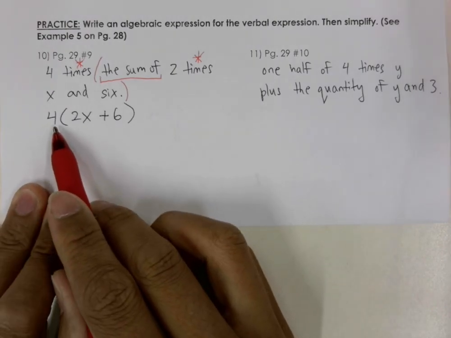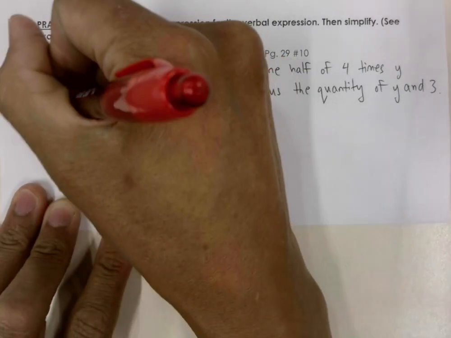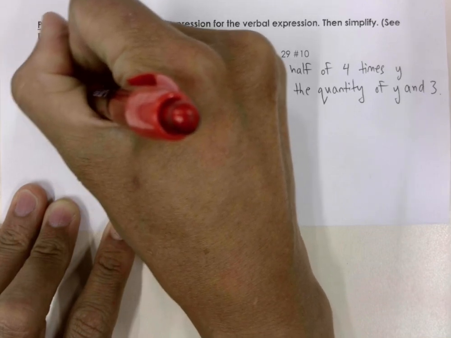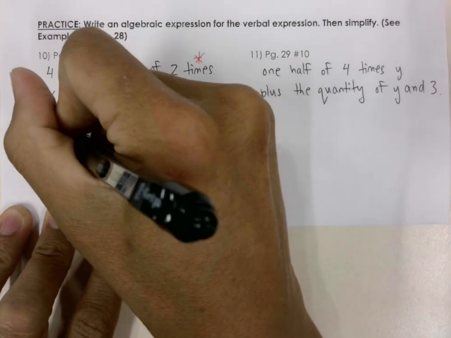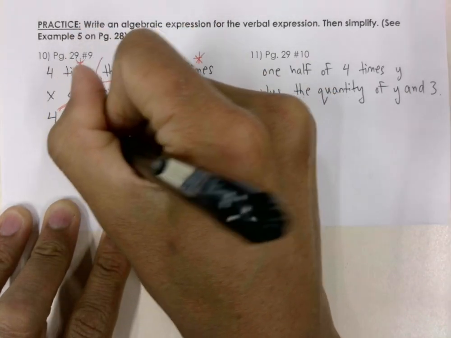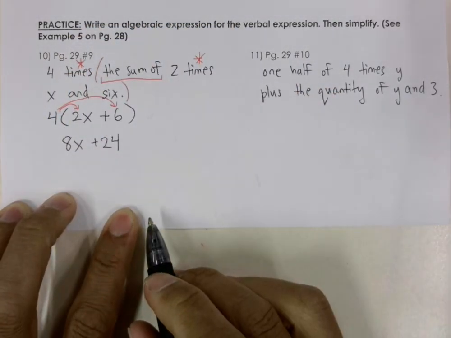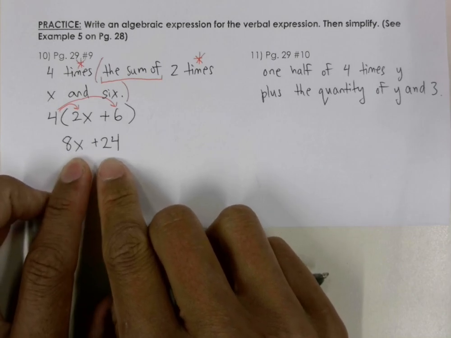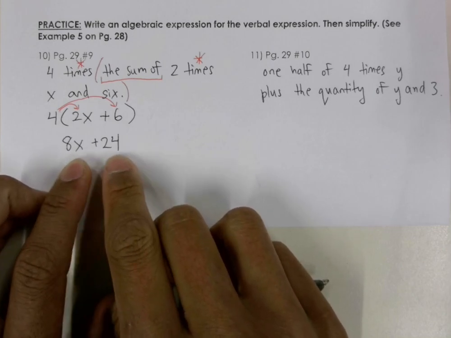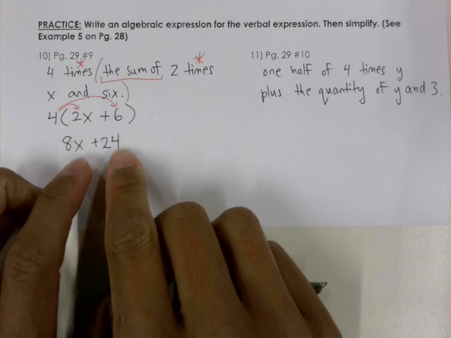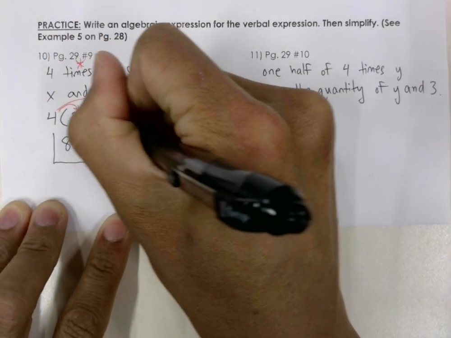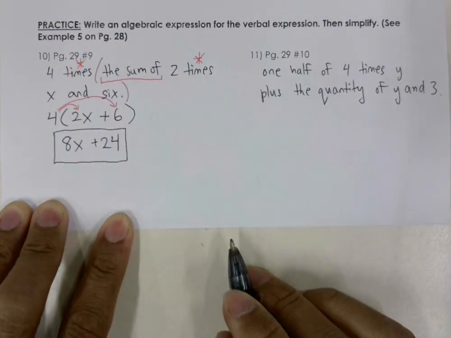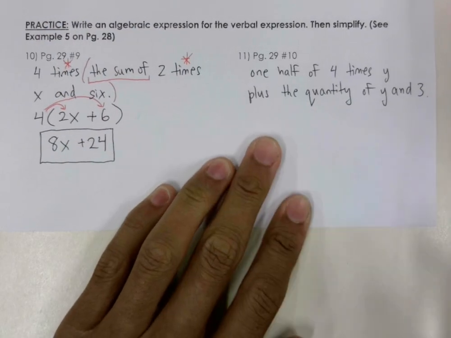So we now can perform the multiplication, and we can distribute out our 4. So that is going to leave us with 8x plus 24. You can see these 2 terms are not like terms. They do not have the same variable. So this expression is simplified. Let's move on to number 11.